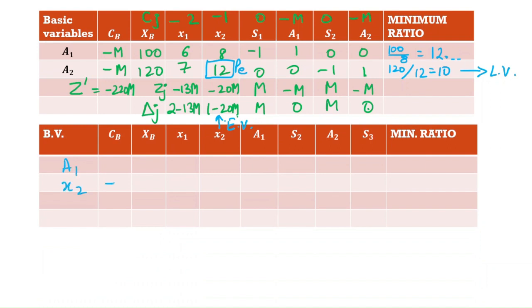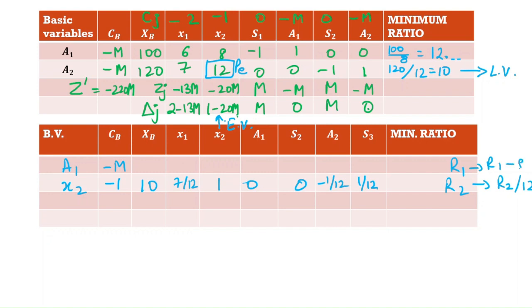So X2 cost is minus 1, this is minus M. Now we have to make it 1. So I have to divide the whole row by 12. So this becomes 10, 7 by 12, 0, 0, minus 1 by 12, 1 by 12. So that was very easy. Row 1 minus 8 times of row 2 because I have to make it 0.